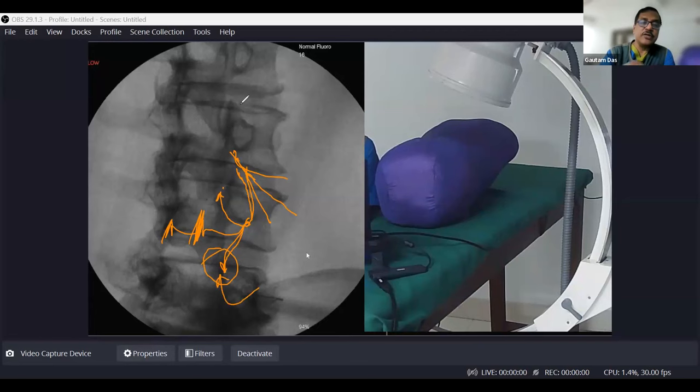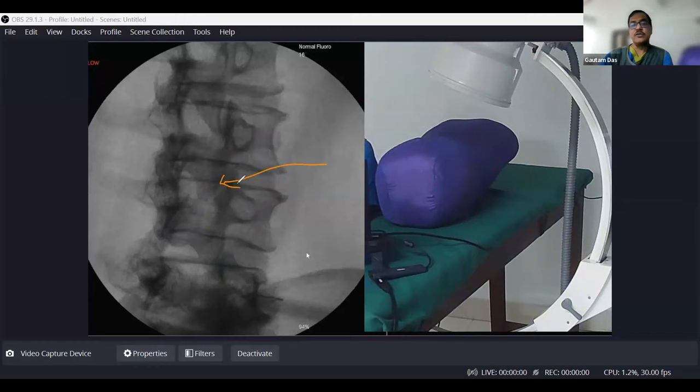So this facet joint, this is another nerve root. So one medial branch is going to supply this one. So this facet joint, if you wish to block, your needle one should be coming here, another needle should be coming here. So two medial branches are to be done for one facet joint injection. And if you wish to go for the intraarticular injection, then your needle should be coming here.